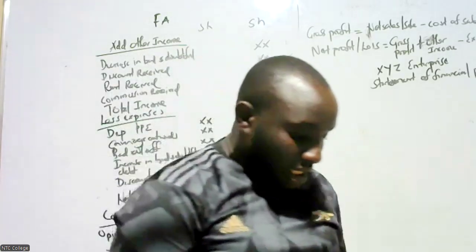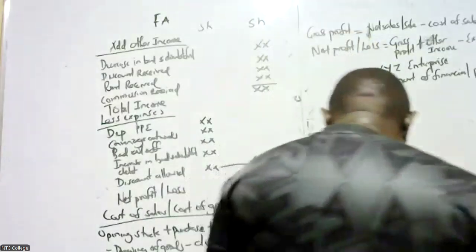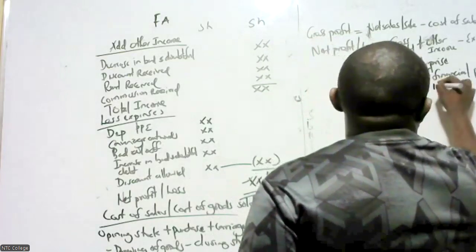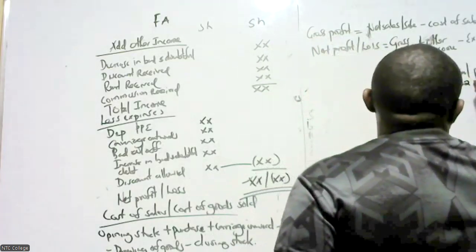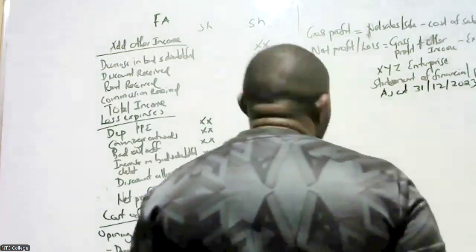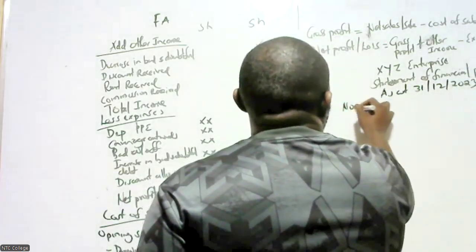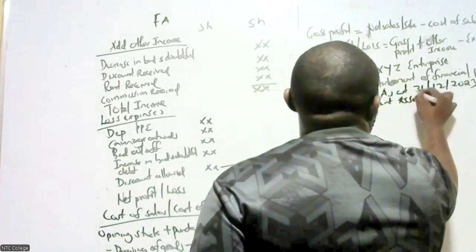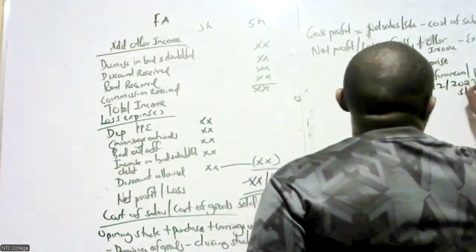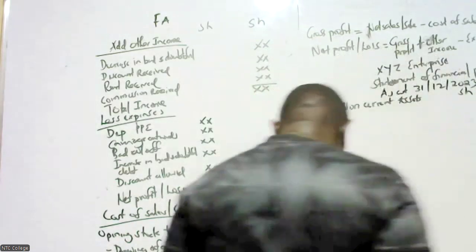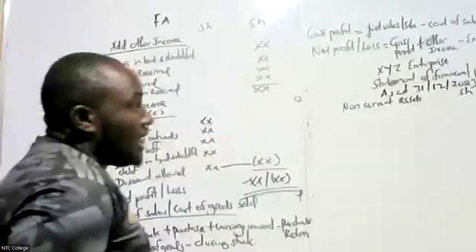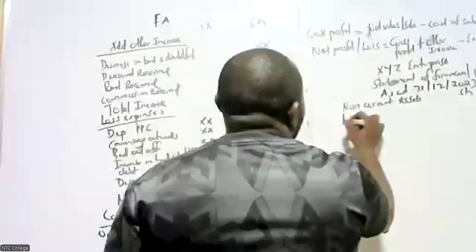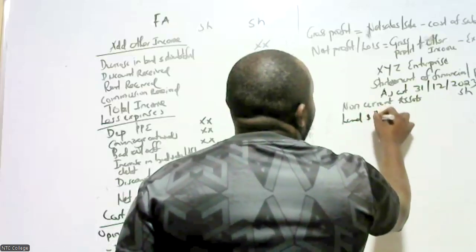So we can have, we say, statement of financial position, at, call it, the 30th of June 2023. So we start with the non-current assets. We have land and building.